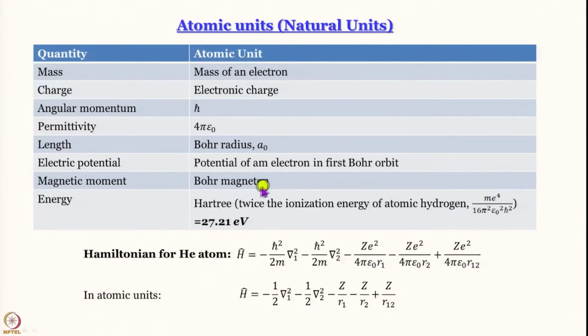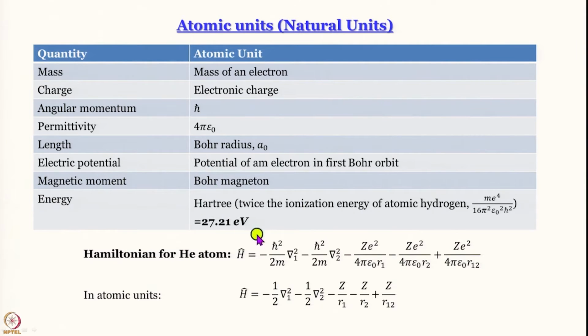And one thing that we talked about yesterday is that from now on, to just make things a little simpler, we are going to use atomic units, where the unit of mass is the mass of an electron, unit of charge is the charge of an electron, unit of angular momentum is our good old h cross, unit of permittivity is 4 pi epsilon 0, electric potential has unit as the potential of an electron in the first Bohr orbit, and I have not corrected this m to n yet, perils of copy paste, and Bohr magneton is the unit of magnetic moment.